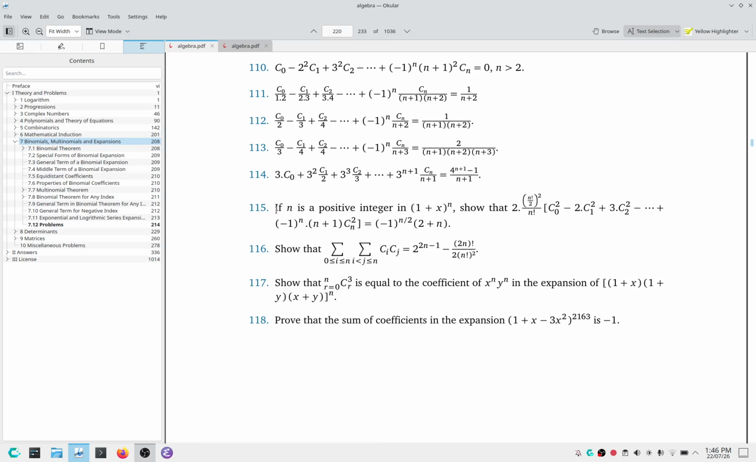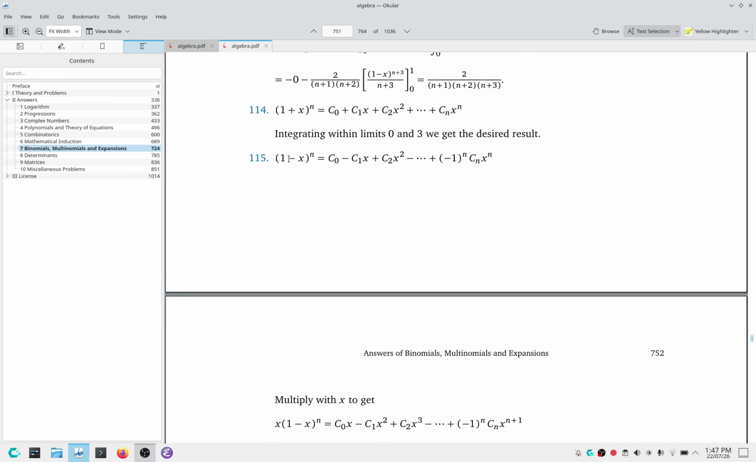Question 115 says that if n is a positive integer in 1 plus x to the power n, show that 2 times n factorial upon 2 whole square upon n factorial multiplied by C0 square minus 2C1 square plus 3C2 square and so on up to minus 1 to the power n plus 1 Cn square is equal to minus 1 to the power n by 2 times 2 plus n.